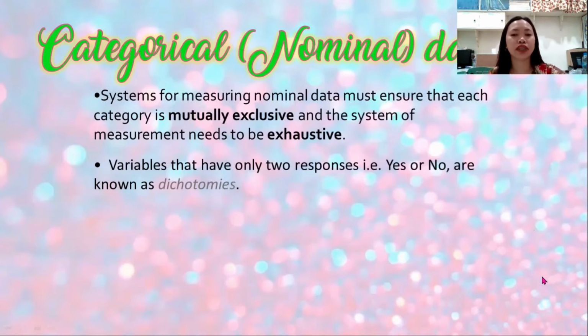Systems for measuring nominal data must ensure that each category is mutually exclusive, and the system of measurement needs to be exhaustive. Exhaustive meaning the system of categories should have enough categories for all the observations. When you say mutually exclusive, each observation, person, case, or score cannot fall into more than one category. It cannot fall into two categories. There should only be one. Variables that have only two responses, like yes or no, true or false, are known as dichotomies.